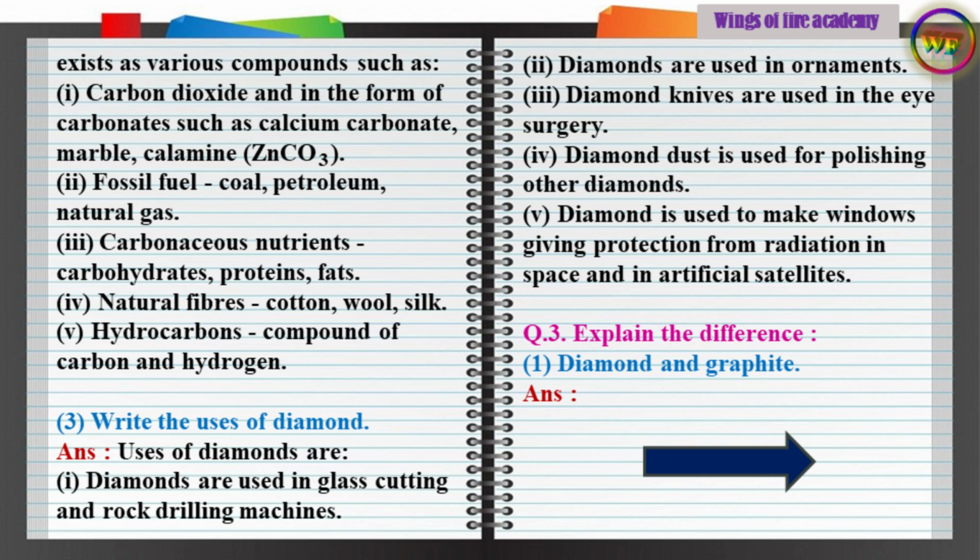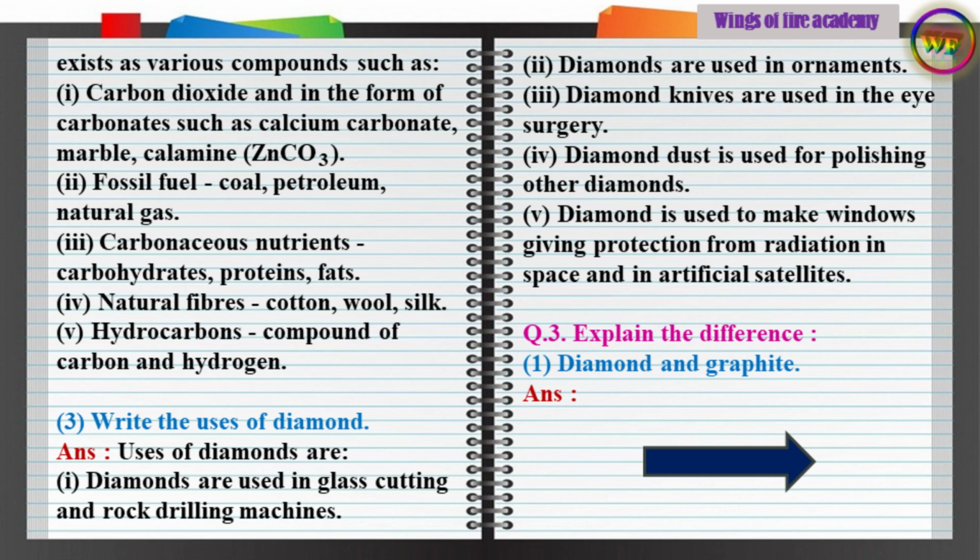Diamonds are used in glass cutting and rock drilling machines. 2. Diamonds are used in ornaments. 3. Diamond knives are used in eye surgery. 4. Diamond dust is used for polishing other diamonds. 5. Diamond is used to make windows giving protection from radiation in space and in artificial satellites.